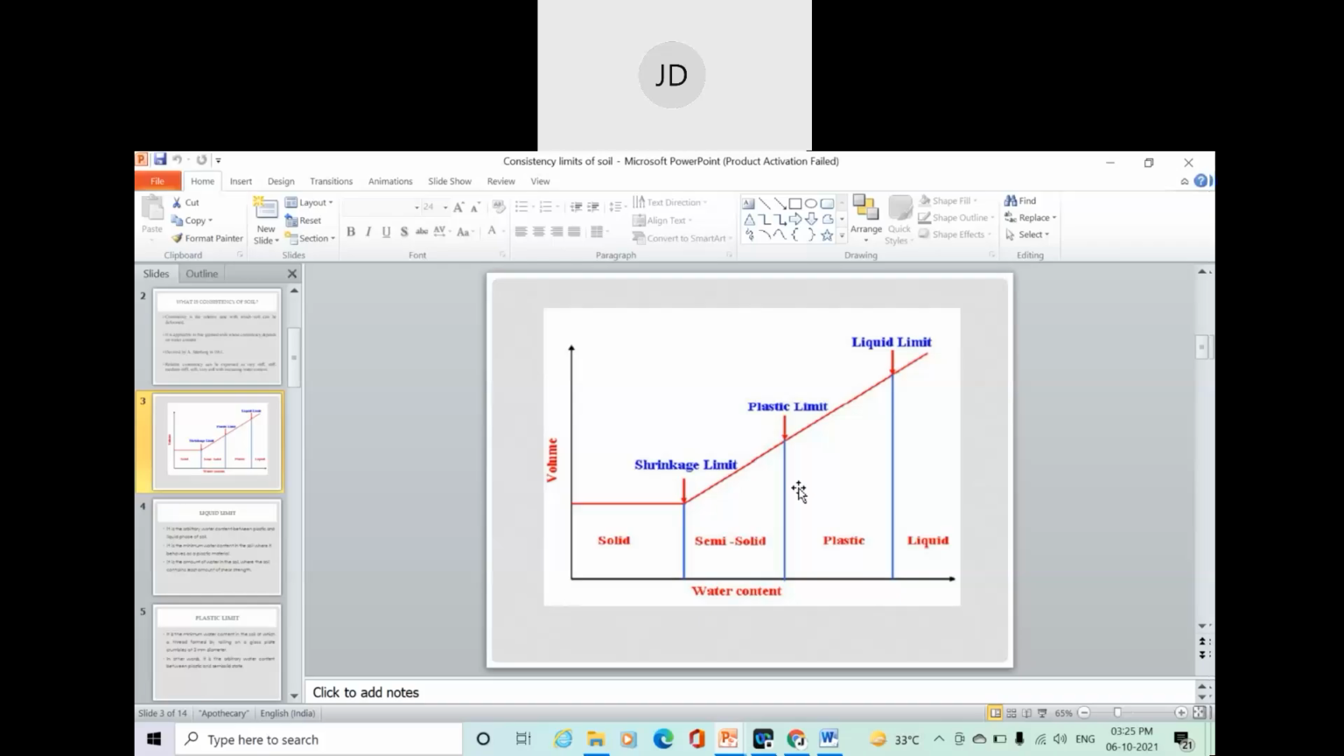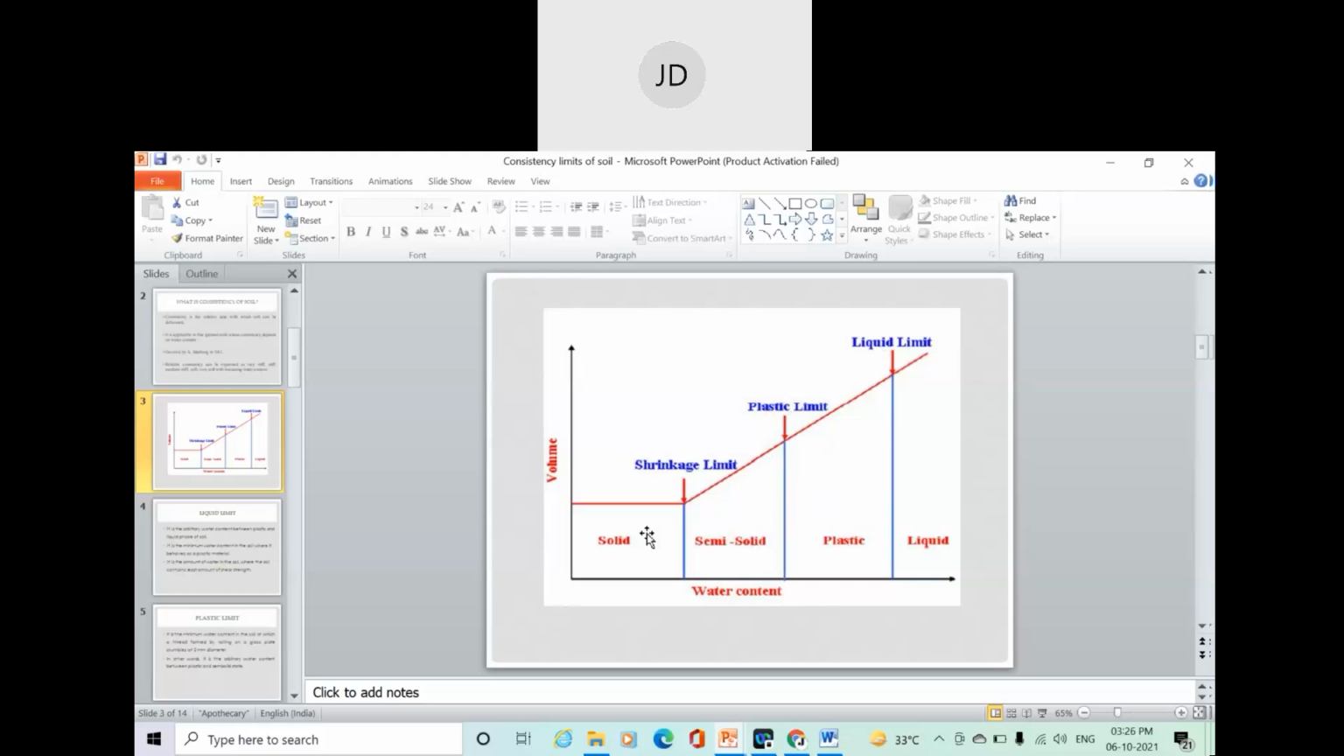Whenever a soil has moisture content between the plastic limit and the liquid limit, the soil behaves like a plastic. And the plastic limit represents an arbitrary moisture content between plastic and semi-solid state. Fine.